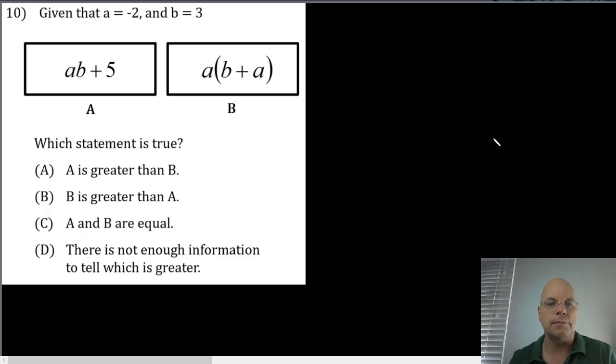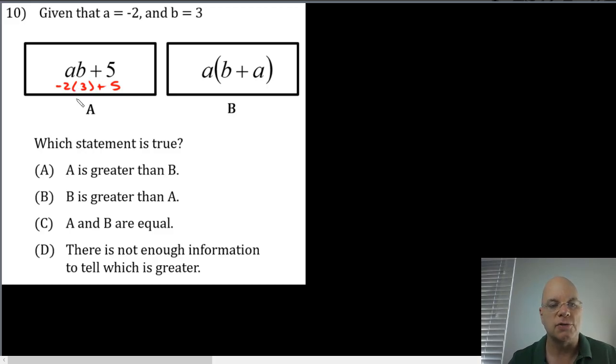Problem number 10. Given that A is -2 and B is 3, compare these two quantities. So I'm going to substitute the values. A is -2 multiplied by 3 plus 5. We have to do the multiplication first, of course. We don't combine terms until we simplify each term. Remember, PEMDAS, multiplication and division happens before addition and subtraction.